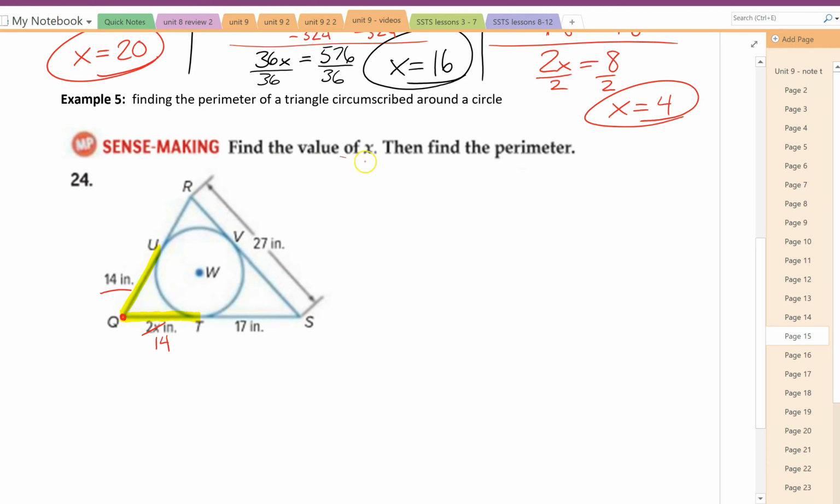It wants me to find the value of x, which I could do, but it's almost a waste of time here because I know that this piece of the line, or this line segment QT, has to be 14. So if I wanted to figure out what x was, I would say 2x equals 14, and x would just be 7. But again, for what I'm ultimately trying to do, which is find the perimeter, it's kind of a waste of time to figure out what x is. Anyway, so I know both of these yellow lines are 14 to start with.